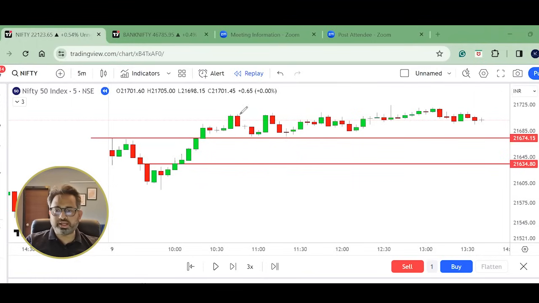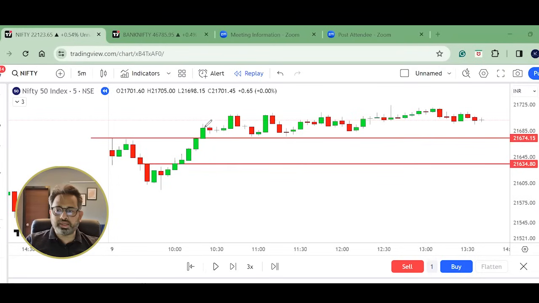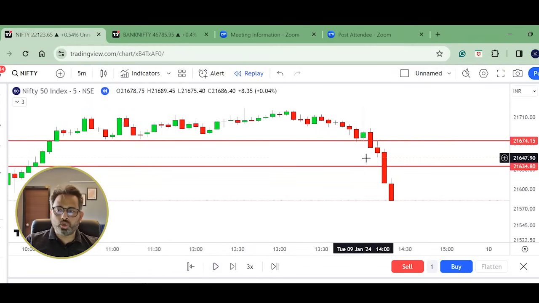If you had taken a short trade here thinking that it's a fake breakout and the market will go down, you would have got trapped, right? You would have got trapped. So that is why, until the breakout candle low is broken, you will not go short. And you can see that finally that low was broken. Clearly you can see that this candle has broken that red line, right?